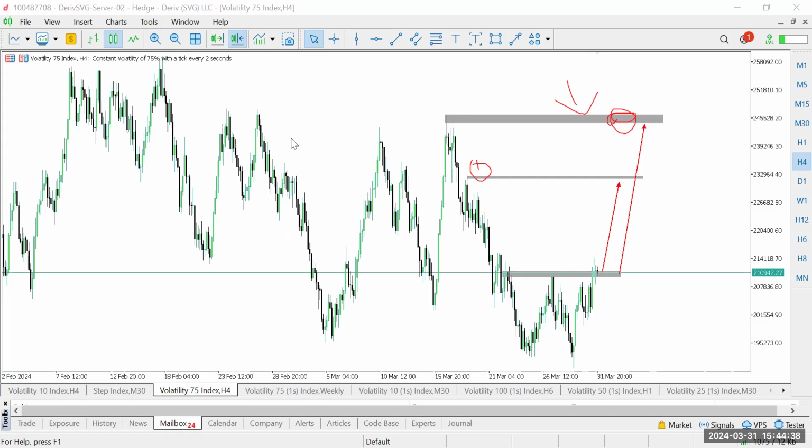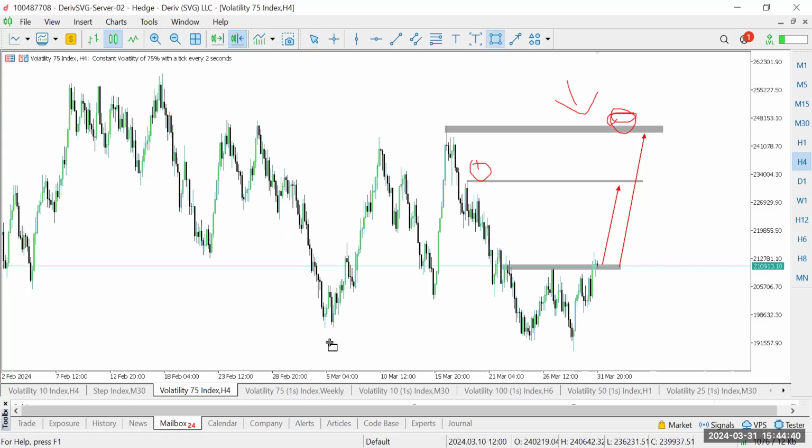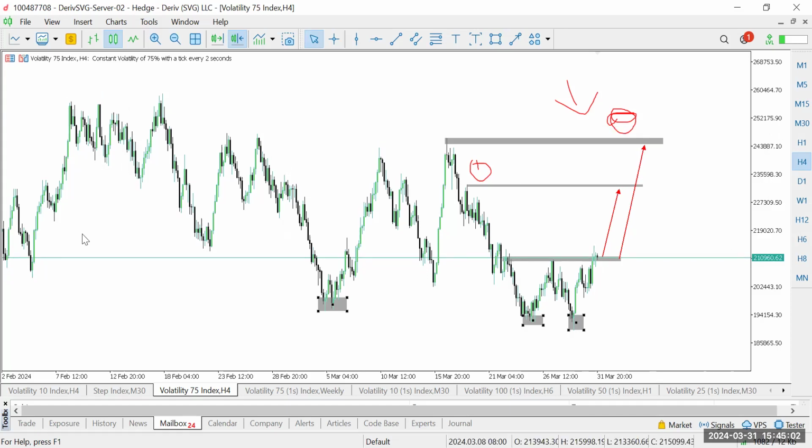So the double bottom is very clear here. It's even a triple bottom. One here, one here, and you are getting another one here. So I will not be surprised at all to see that bullish push. Yeah, I will not be surprised.